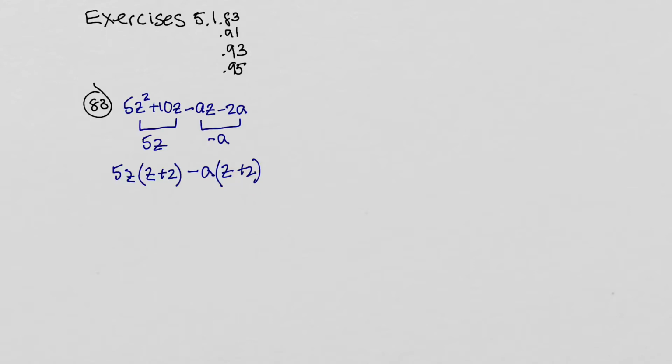So now what I see common is a z plus 2. So let's take out that z plus 2. And if we remove the z plus 2 here, what's left is this 5z. And if we remove the z plus 2 over here, what's left is that negative a, or minus a in this case. So here's our factored form, z plus 2 times the quantity 5z minus a.